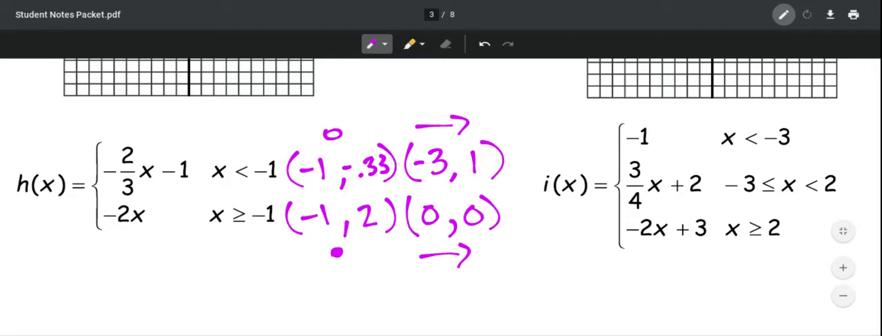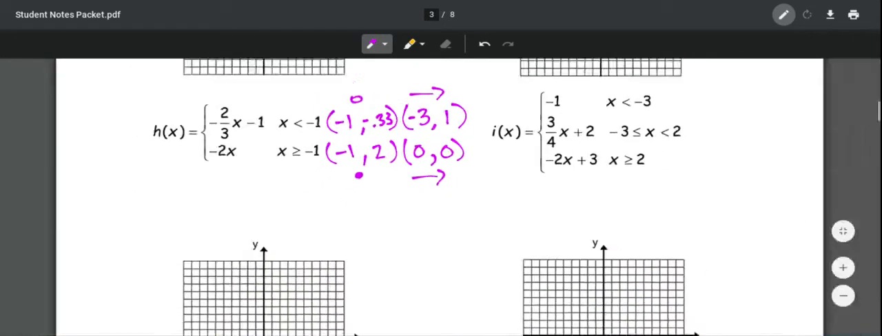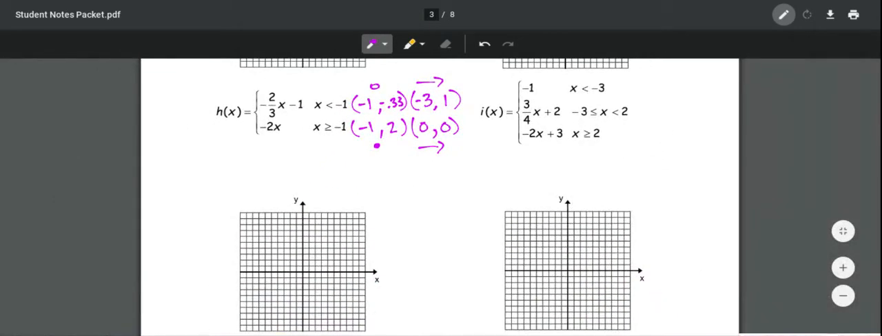Okay, so -1 times -2/3 is 2/3. 2/3 minus 1 is -1/3, -0.33. Okay, so this one has a decimal in it, and I chose -3 so it didn't have a decimal in it. If you didn't do that, don't worry about it. So -1, -1/3.